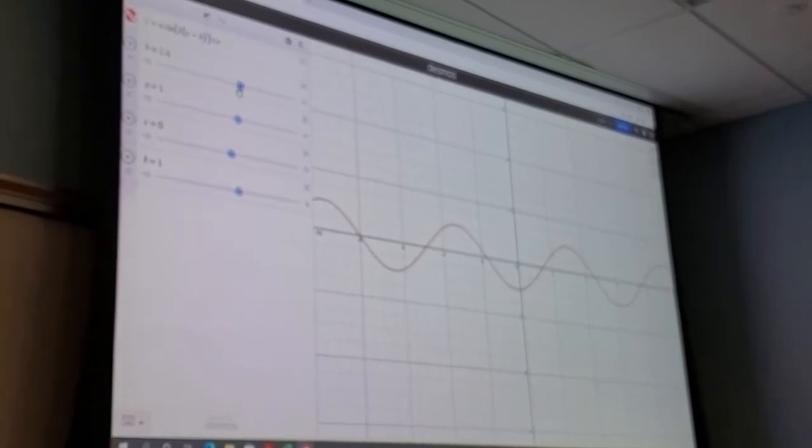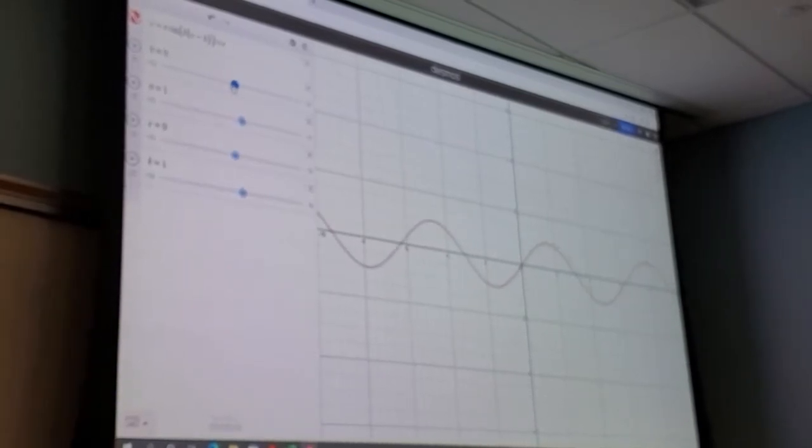So if I change the B, left and right. If I change the A, that's amplitude, that's what we call this. That's the amplitude. If I change the C, that's just straight up and down. And if I change the K, that changes the period.